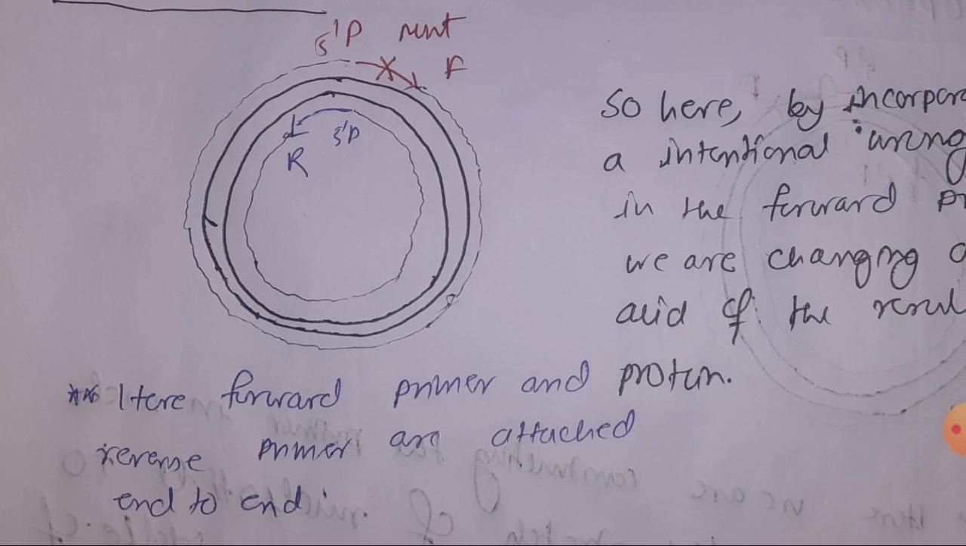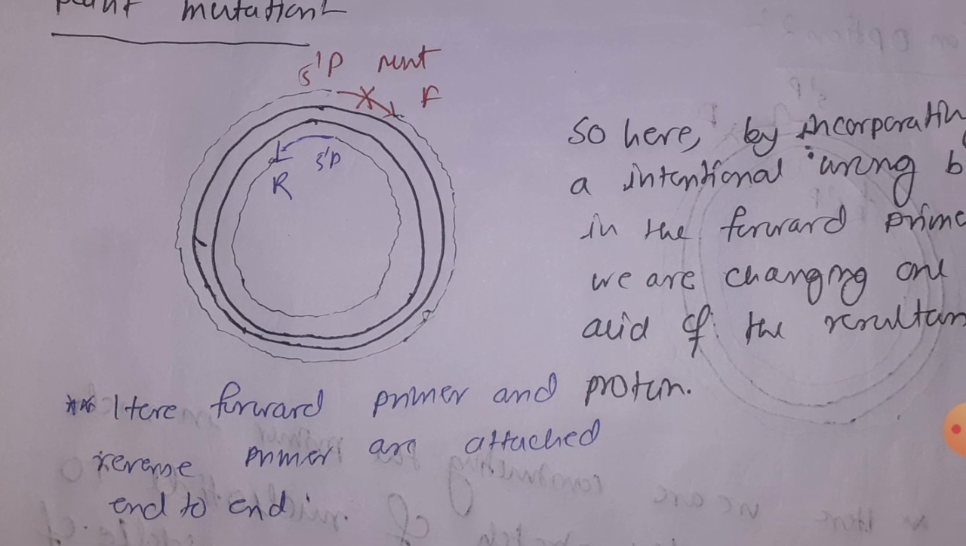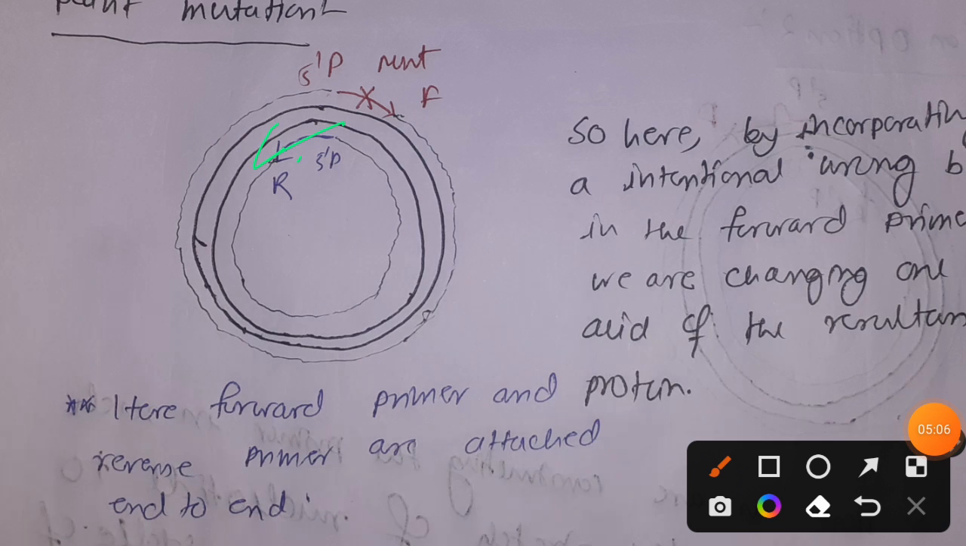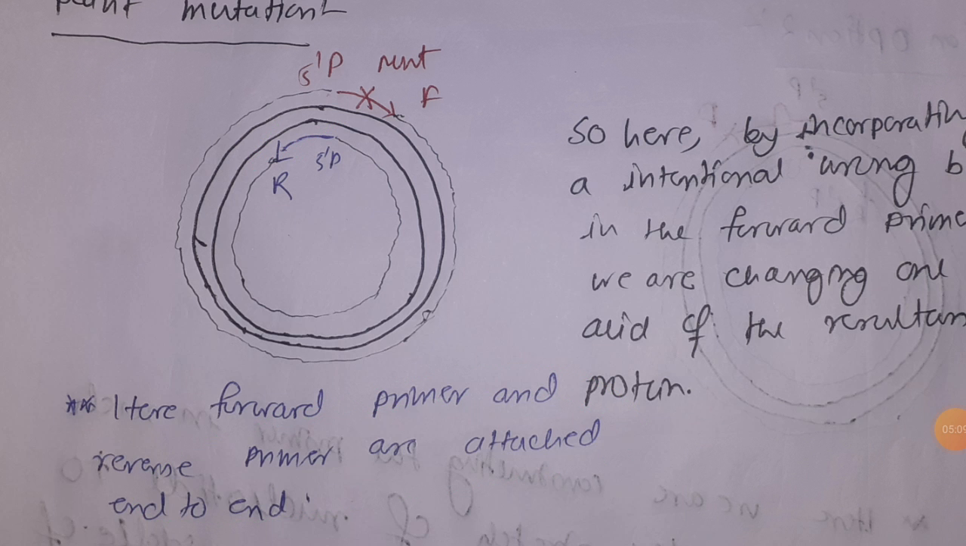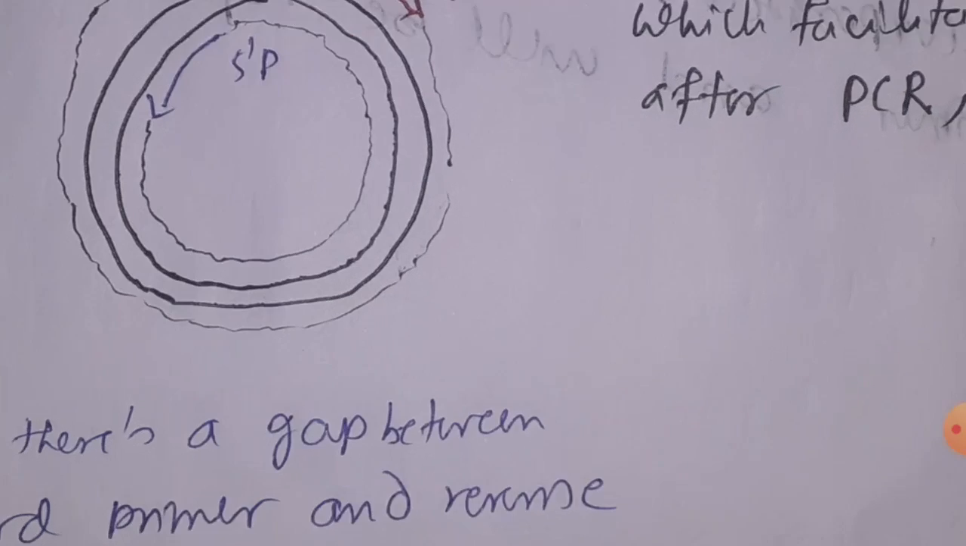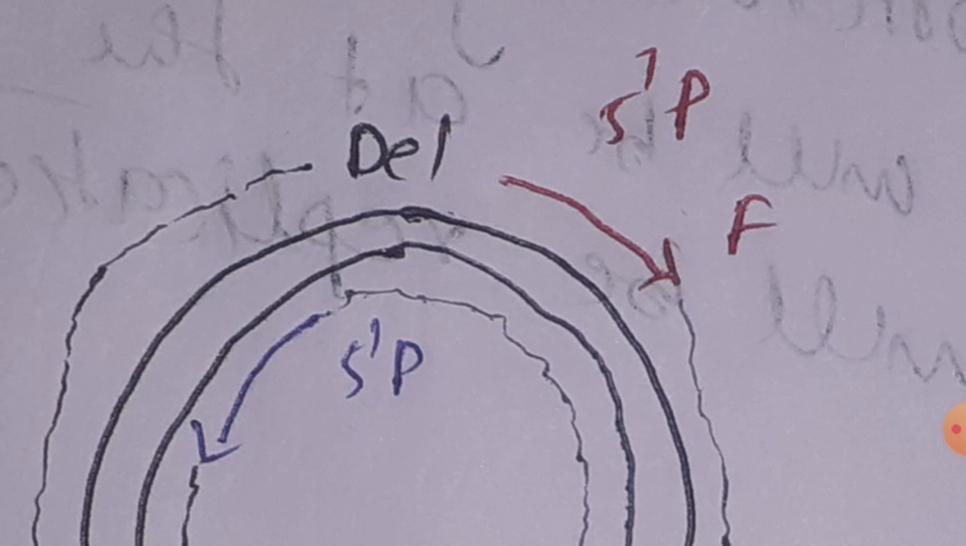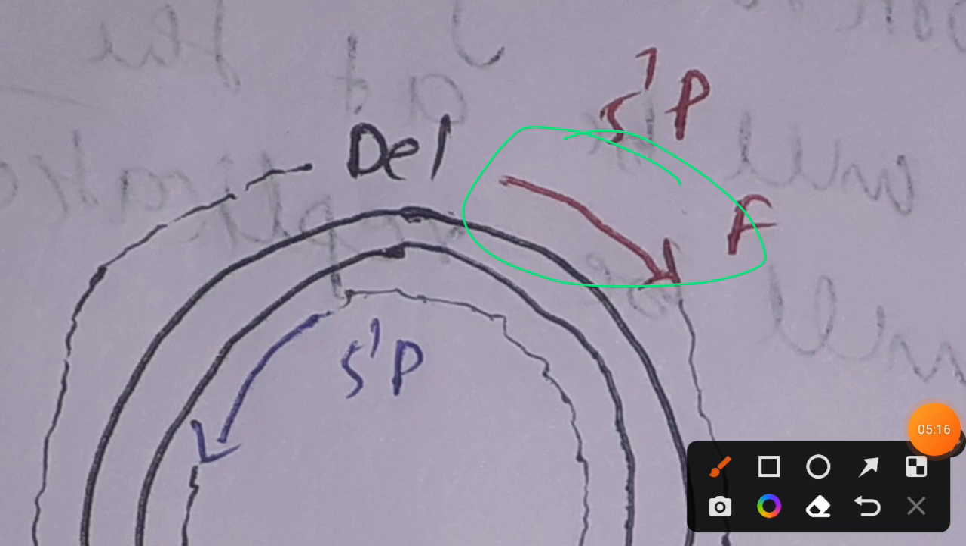at the end, right? That means where the forward primer ends, at that particular position we have incorporated the reverse primer, right? That means they are attached end to end. But in case of deletion mutation, the incorporation of the forward primer and reverse primer is not end to end, because there is a small gap between them.